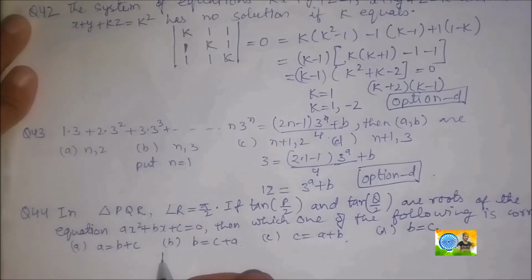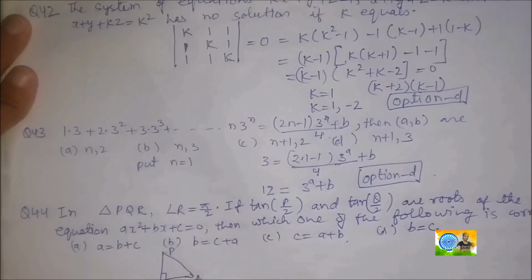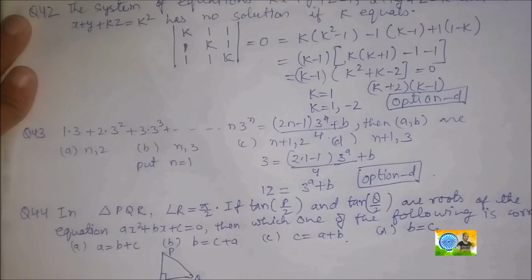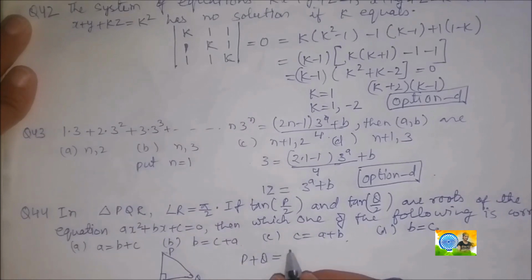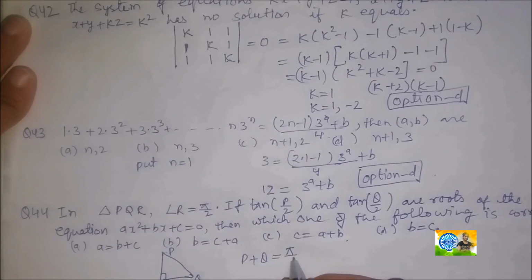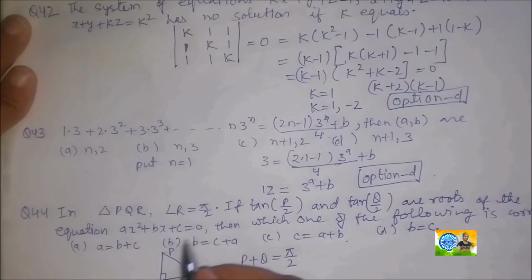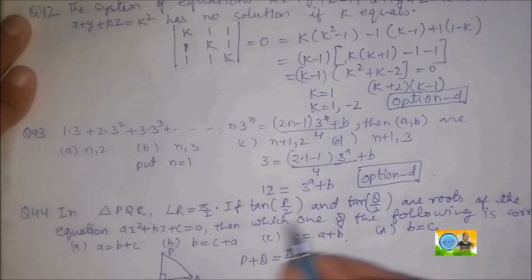So let us draw triangle PQR. Suppose this is triangle PQR, right angled at R, this is R, this one is P and Q. In this triangle, it is given that angle R is pi by 2. So P plus Q is also equal to pi by 2. And it is also given that tan P by 2 and tan Q by 2 are roots of this equation.